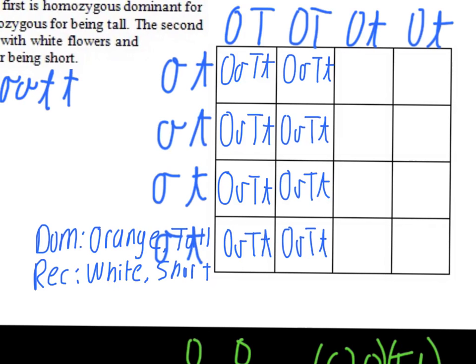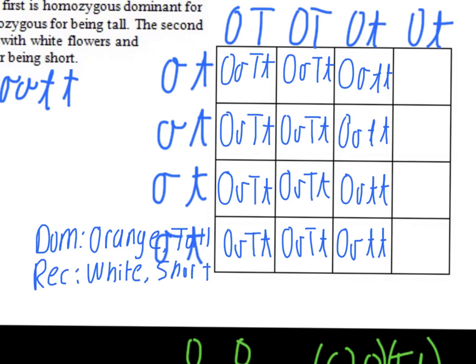Now in this column, it's a little bit different. We've got our big O, and then little o, and then 2 little t's. And that'll be the same all the way down. Oh, look at me, I'm putting the tail on my capital O. And then it'll be the same thing in the last column. Big O, little t, little t.